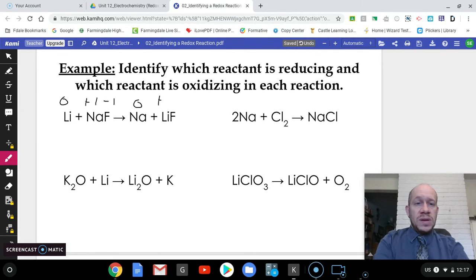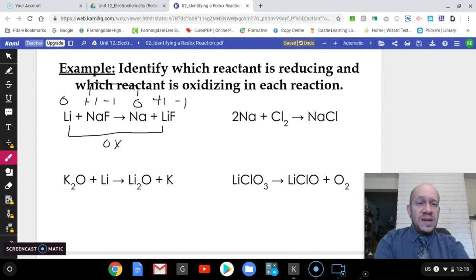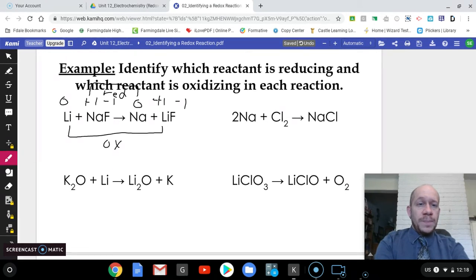Lithium is a +1, and fluorine is a -1. So we're only going to look for a change in oxidation state. Lithium went from a 0 to a +1, therefore it lost electrons, therefore it was oxidized. Sodium went from a +1 to a 0, it gained electrons, therefore it was reduced. Leo the lion says Ger.